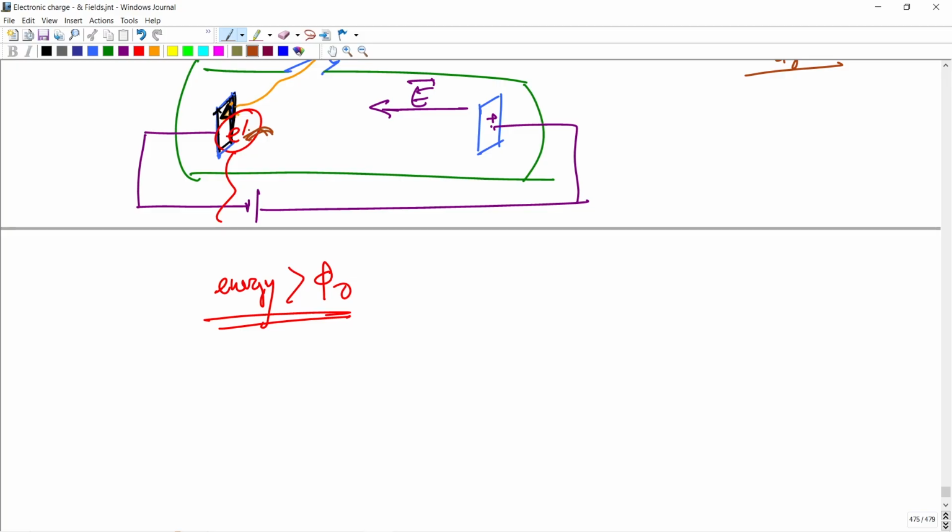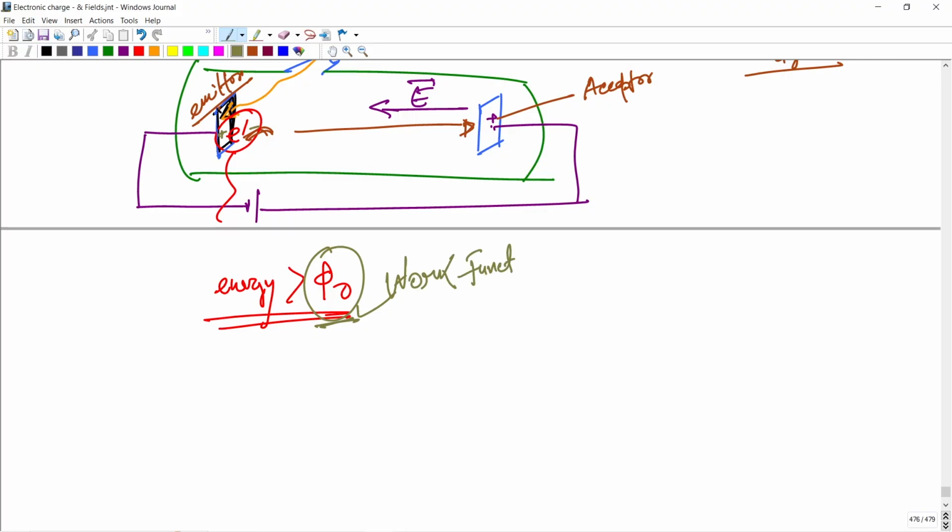The electron jumps from that attractive pull and moves towards the other plate. The plate that accepts the electron is called the acceptor plate, and the plate that emits the electron is called the emitter plate. We know that concept from the previous class. When the metal loses an electron, the metal becomes positive and the electron negative, so there is an attractive pull. Enough energy means more than the work function of the metal, which is the attractive pull.